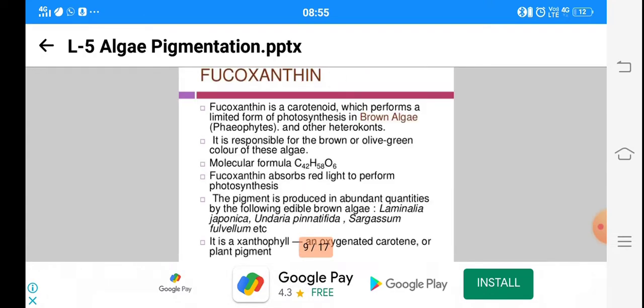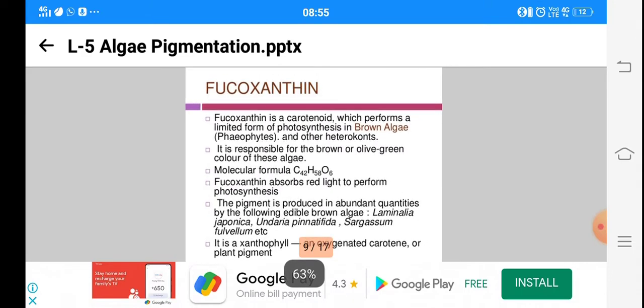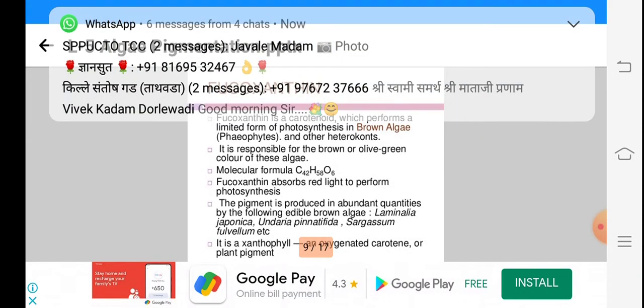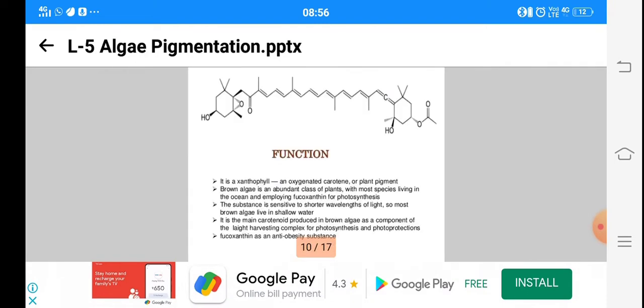Then fucoxanthin, it is a carotenoid, and generally it is olive green in color. Molecular formula C42H58O6. It absorbs the red light which performs the photosynthesis, and is abundant; we know it is edible. Some brown algae are there, Laminaria, Undaria, or Sargassum, and these xanthophylls generally show the carotenoid. Right, so we have to maintain this character.